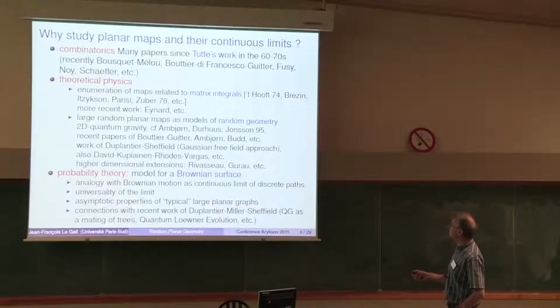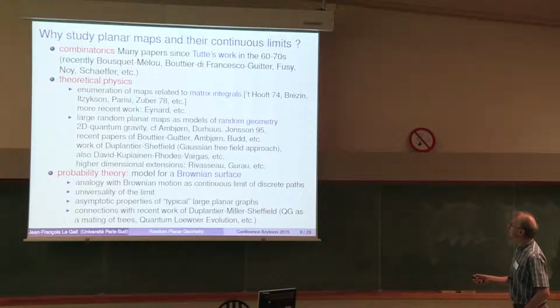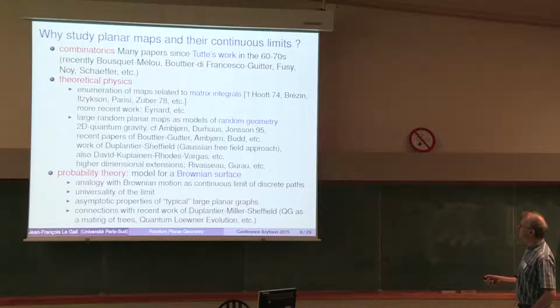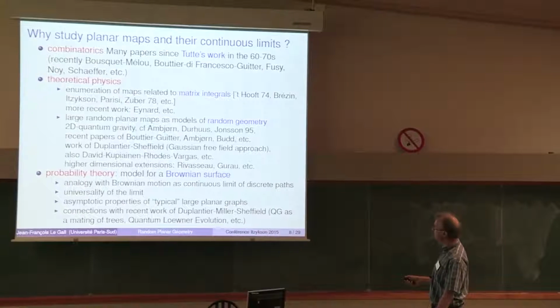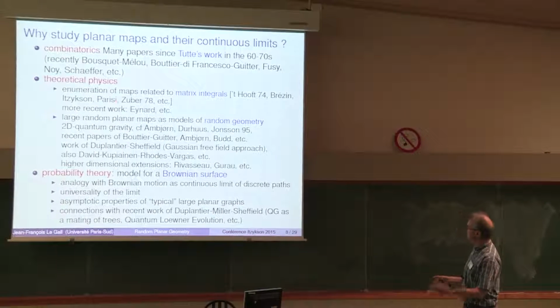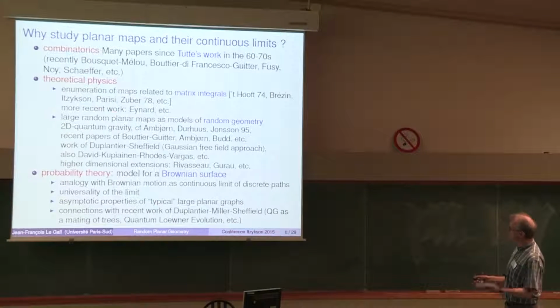And there are many motivations from combinatorics. I will not say more about that. Motivations, of course, as you know, from theoretical physics, started with, well, I think planar maps were first used in physics in combination with expansions for matrix integrals, going back to the work of 't Hooft and the celebrated paper by Brézin, Itzykson, Parisi, and Zuber. And okay, this connection I can also mention in more recent work, in particular by Brownian.